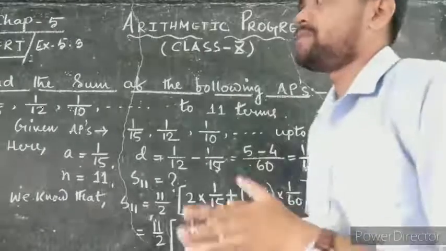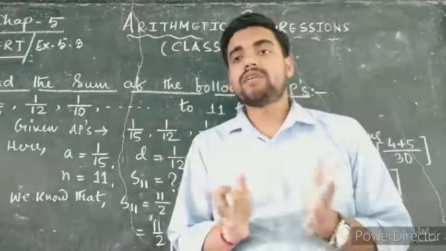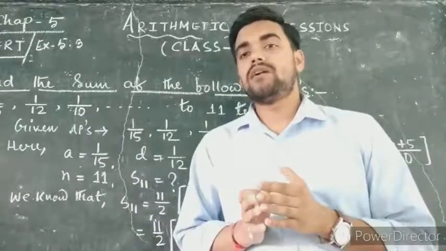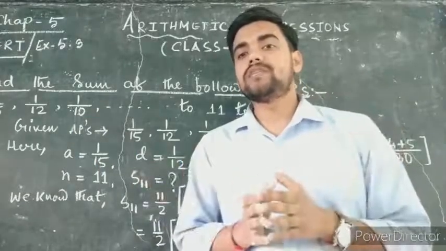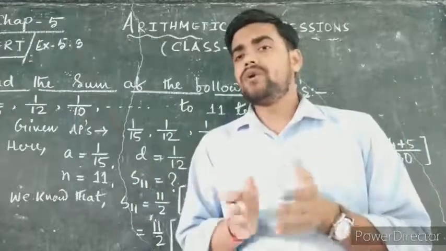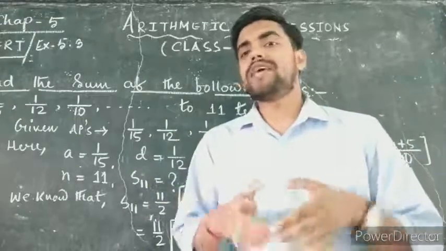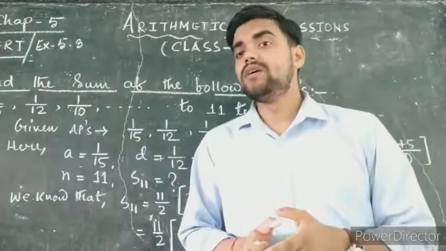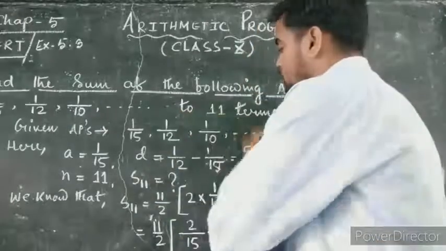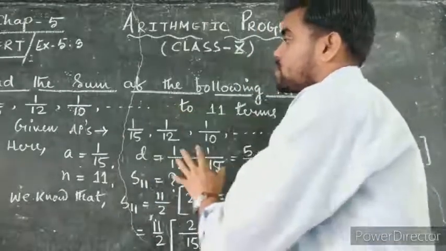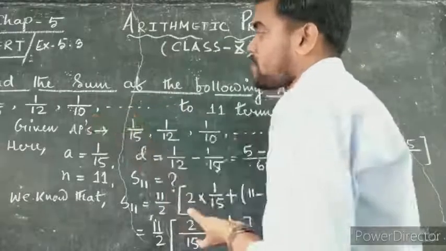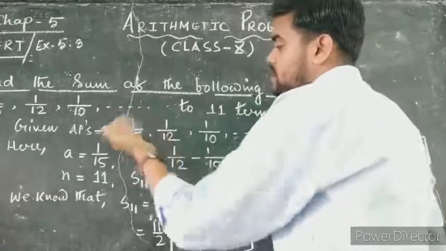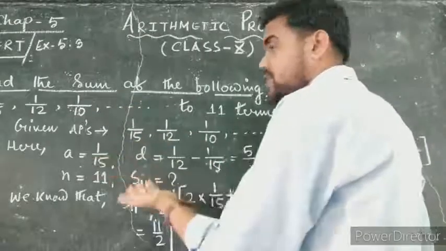In some series the terms are fractions like this one. Do not get confused about how to find the sum of the series because there are fraction terms. Don't worry. Use the same formula, the same method, the same procedure, and you can find the sum of the terms very easily. Because already the first term is given, the common difference is given, and the number of terms is also given.